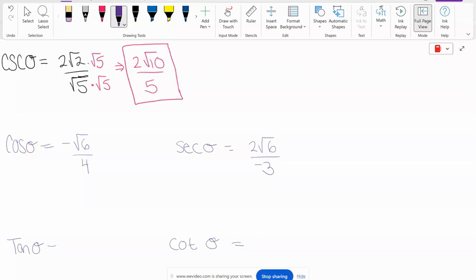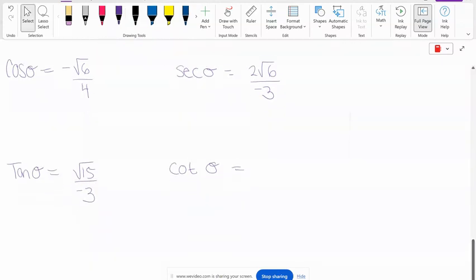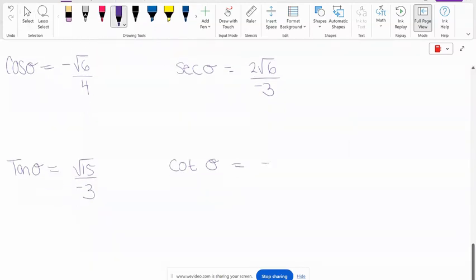All right, what do we get for tangent of theta? Root 15 over negative 3. What about cotangent? Negative root 15 over 5. Anybody need to see me do either one of those?